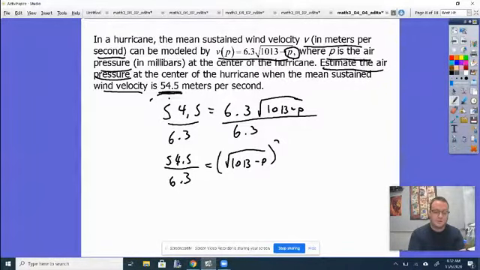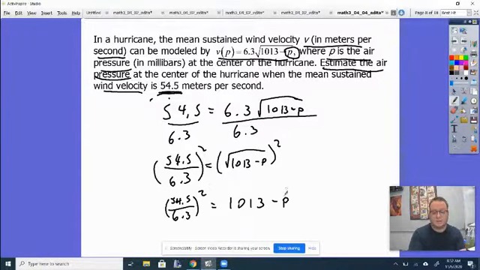I'm going to square both sides. Again, I'm just leaving it like this. It's not a big deal. Don't forget about the fraction. It's fine. So 54.5 over 6.3, squared, equals 1013 minus P. I need to move this over. That's 1013. Okay, rewriting it up here. So I've got 54.5 over 6.3 squared. And again, you're not going to have to do this. Desmos is going to do the work for you here in a second.